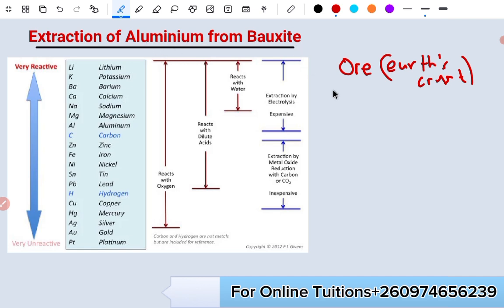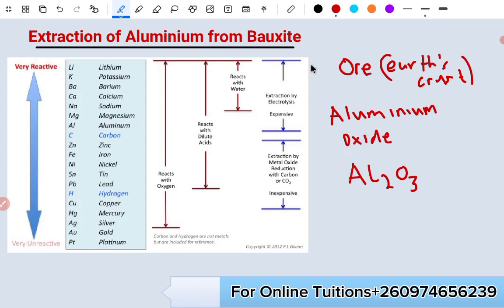So what's the chemical name for this bauxite? Bauxite's chemical name is aluminium oxide. Okay, it's called aluminium oxide, and then the chemical formula comes from the oxide, so it's called aluminium oxide. So this is the chemical name for bauxite.